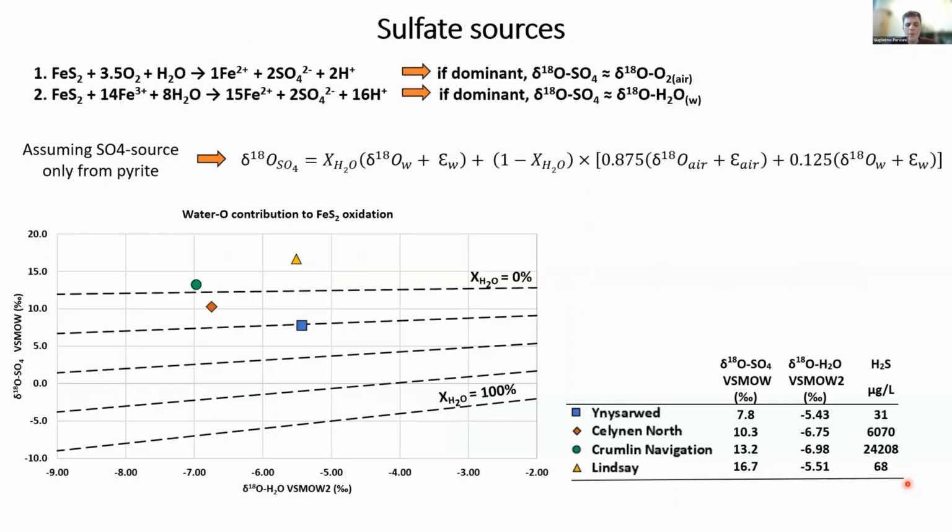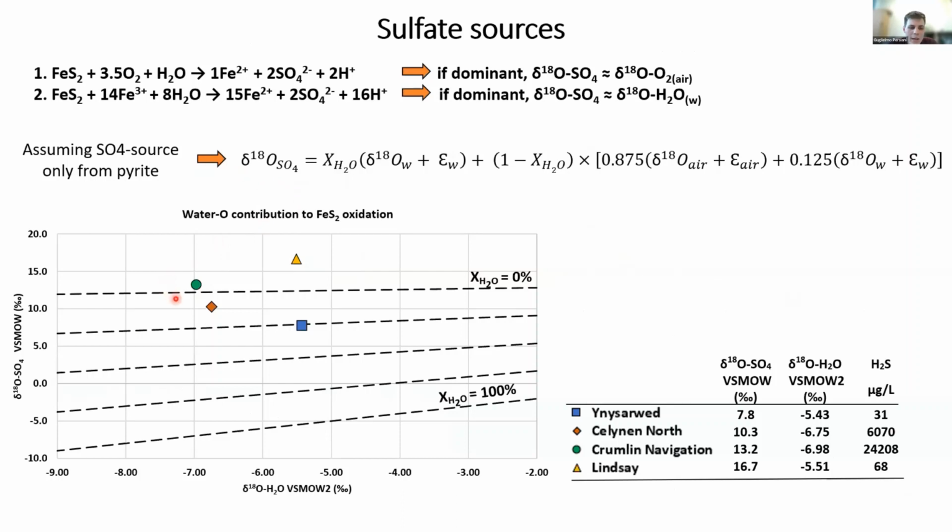Then we move on to the stable isotope analysis of the sulfate, where the isotopic composition of sulfate can suggest which reaction, one or two in the slide, could be primarily responsible for the pyrite oxidation. We are assuming that the pyrite is the only source of sulfate in our mine water, and this could be assumed as true for our study here in South Wales.